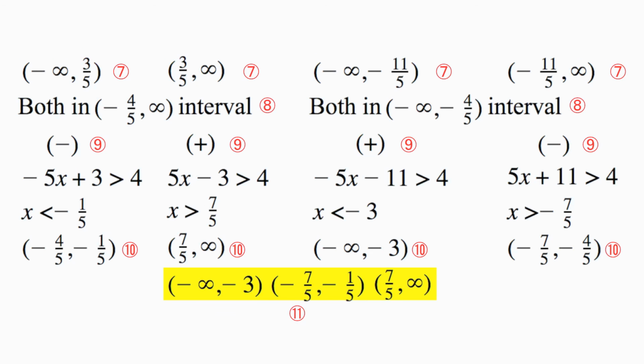And so basically, we take each solution and make sure that they fall within the intervals on both the 3rd and 7th step. Luckily, all 4 of these solutions actually do fall within both the 7th and the 3rd interval. And so basically, what we're left with is negative infinity to negative 3, negative 7/5 to negative 1/5, and 7/5 to infinity. So basically, all 3 of those are our final answer.